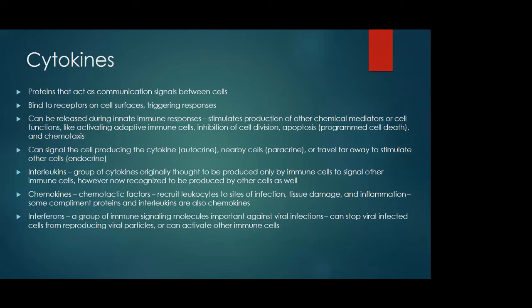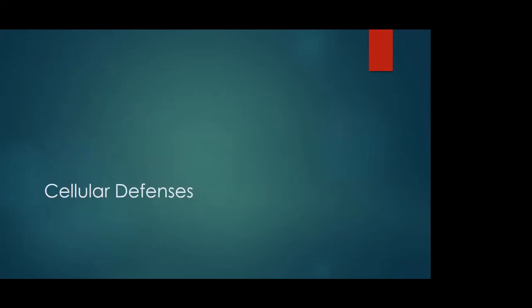Another kind are interferons. Interferons are immune signaling molecules that are important against viral infections. Remember, I said that when cells are infected with virus, sometimes they'll make interferons that can signal to other nearby cells to protect themselves against infection. Other kinds of interferons are also made by our immune cells, and they help to ramp up the immune response against viral infections as well.